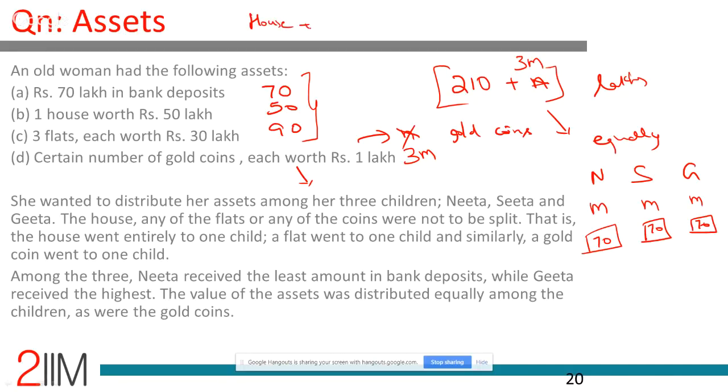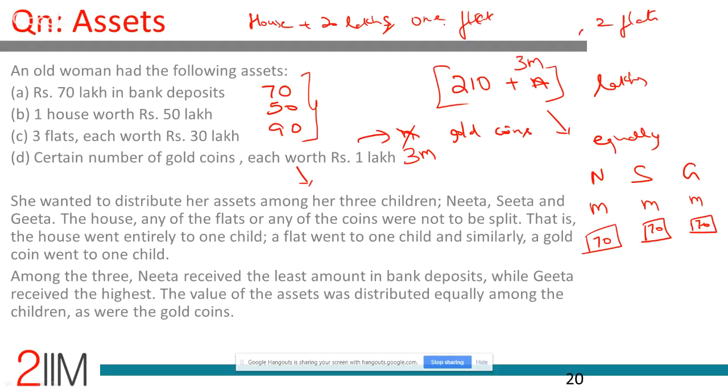House plus 20 lakhs goes to one. Now 3 flats remain to be distributed among the other 2 girls. Nobody could have got all 3 flats. If someone gets all 3 flats, that adds up to 90 lakhs. That's not possible. So 3 flats should be distributed among 2 children. No one could have got all 3. That means one of them gets 1 flat and another gets 2 flats.